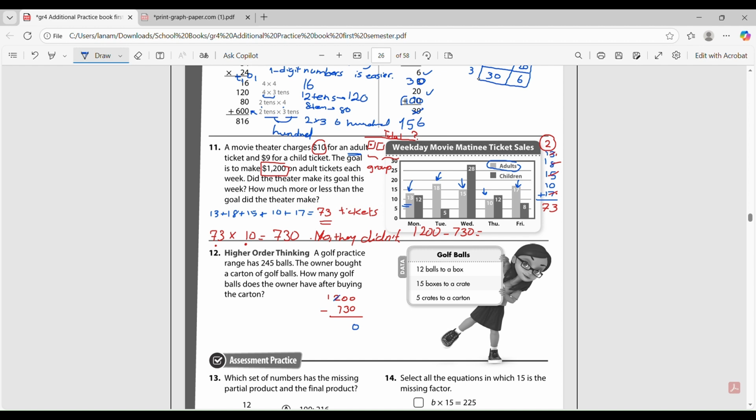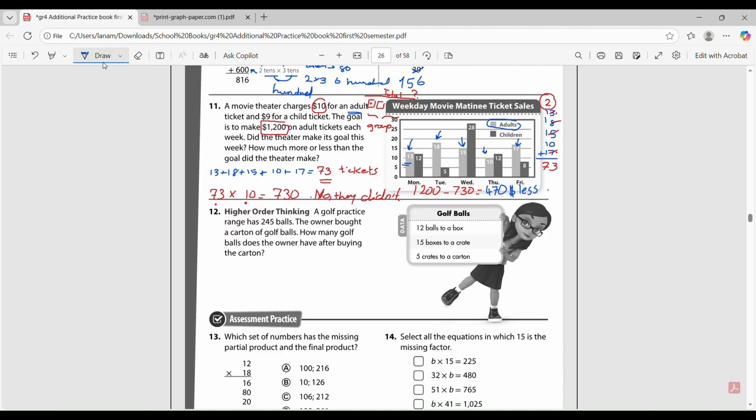We will regroup. So the 1 will become 1, and the 0 will become 10, because I took 10 from the other place. Now 10 minus 3 is 7, and now I have 1 minus 7. We need to borrow. We will borrow from the one here, so the 1 will become 11. 11 minus 7 is 4. So they still need $470. So it's $470 less than the goal.